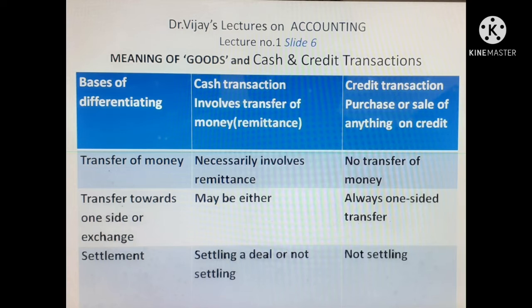A cash transaction may be either settling an old debt, or creating a new debt, or curtailing or raising an existing debt. A credit transaction creates a new debt. It does not settle. You are only purchasing or selling goods on credit. It does not settle. Okay.